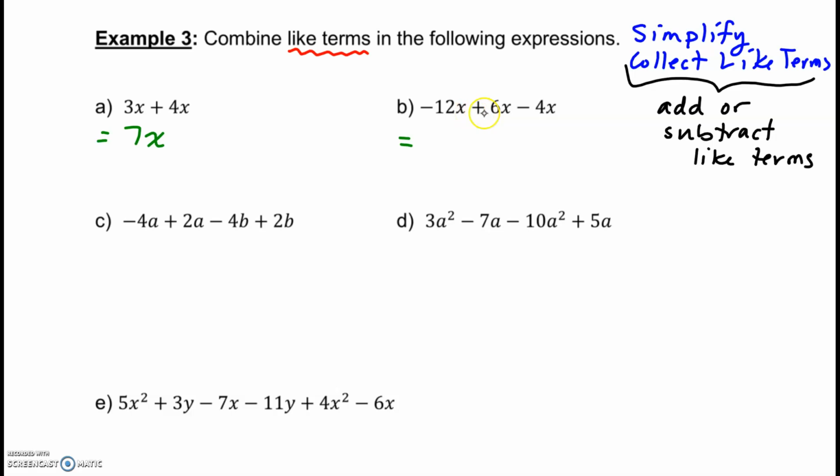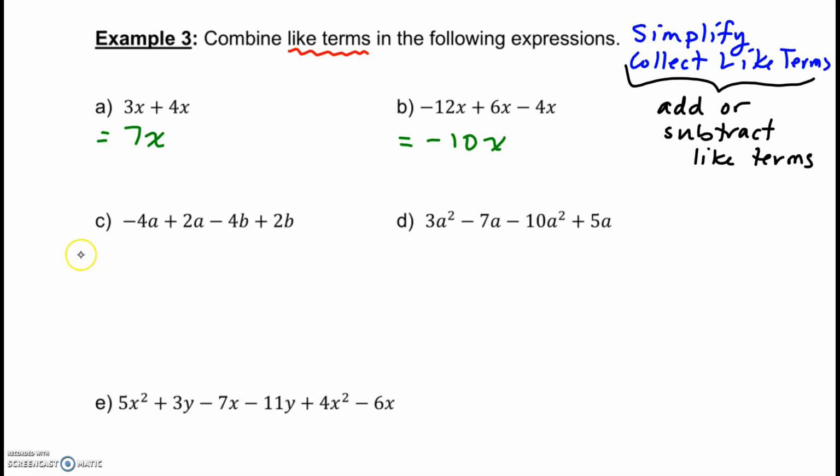Okay, let's take a look at B. So I have negative 12x plus 6x minus 4x. These are all like terms. And now we just look at the coefficients. So it's negative 12 plus 6 minus 4. So in your calculator, do negative 12 plus 6 minus 4, and that gives us a negative 10x.